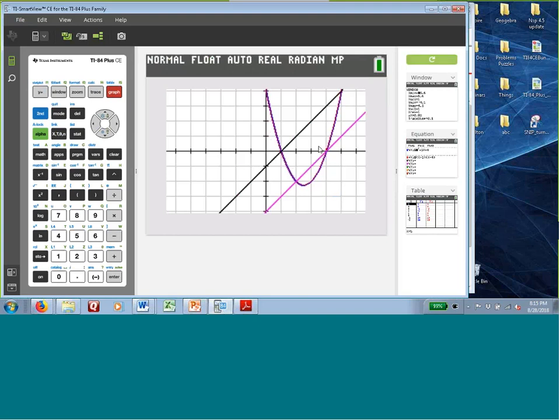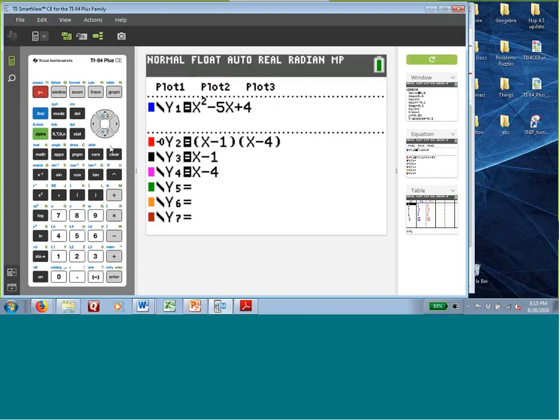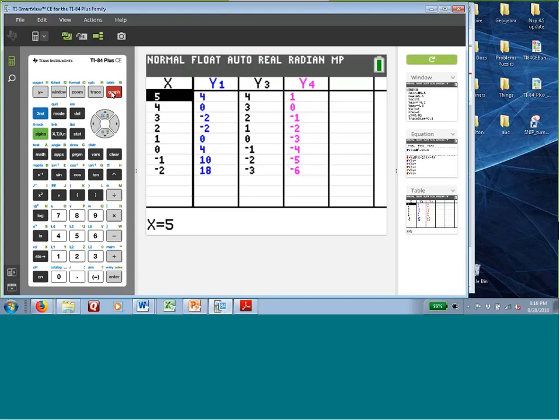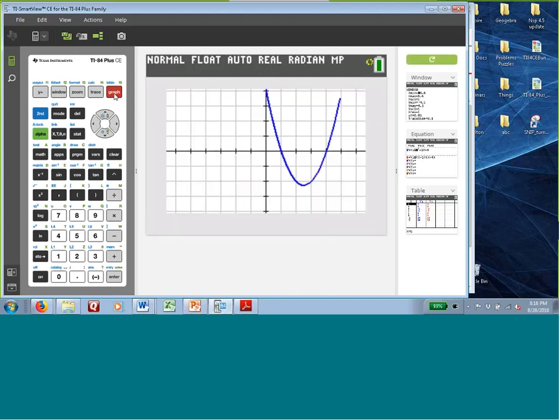I asked students to think about, why do these functions have points in common? And let me just turn off y2. Remember that you can deactivate an equation without deleting it by pressing enter on the equal sign. And let's take a look at the table. Since the two linear functions in y3 and y4 multiply to equal the quadratic function, the table shows that we can take the 2 times the -1 to equal -2, or -2 times -5 to equal 10. So it's very powerful for students to think about the components of the quadratic form.